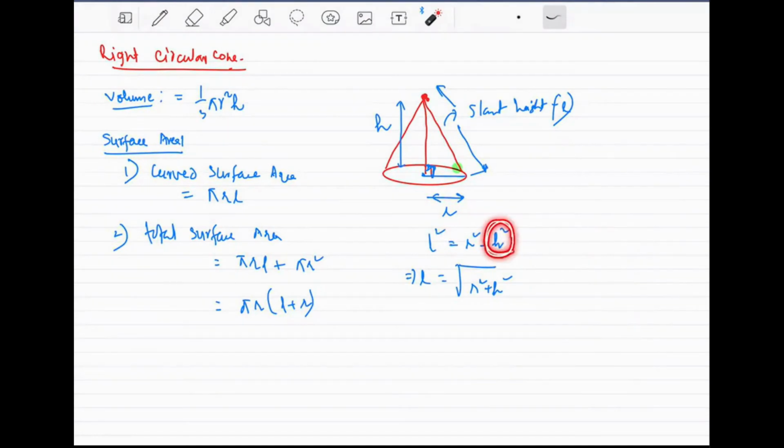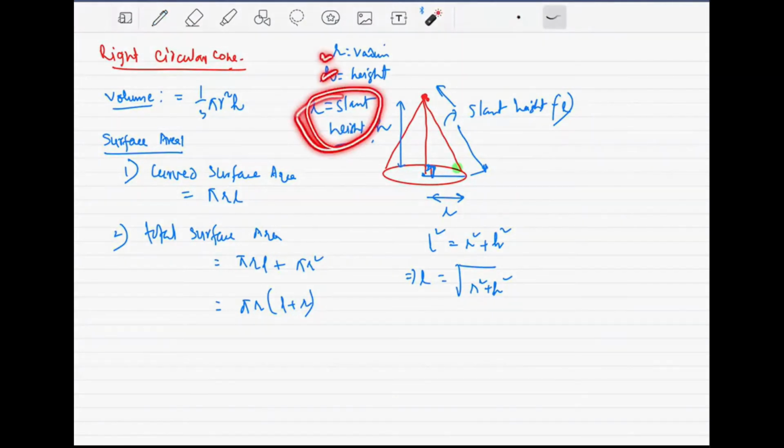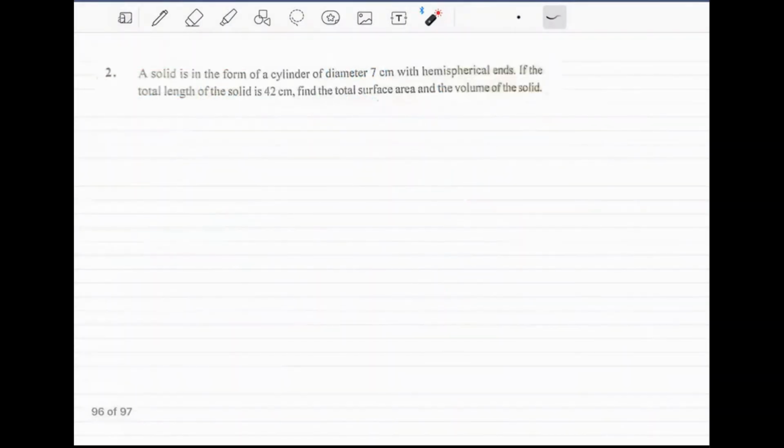Similarly, you can find H also, but the most important thing is how to find the value of L. So you have to mention here what is H. R is the radius, H is the height, L we will call the slant height. If you don't copy anything else, at least copy this portion. Let's try to start one question from the exercise. You have to have this formula on the side also. So I'm taking up a question from your exercise, question number 2.